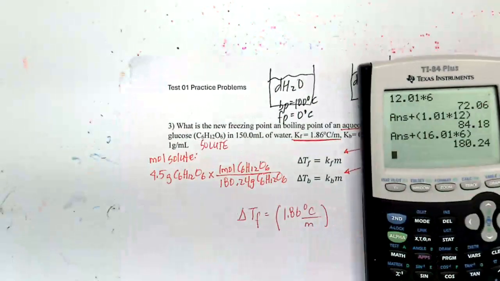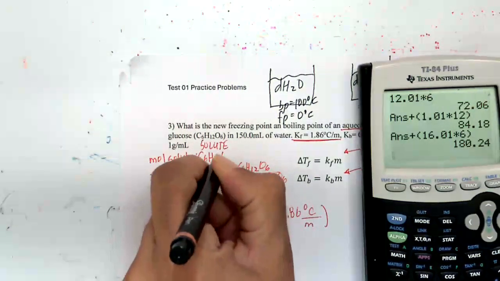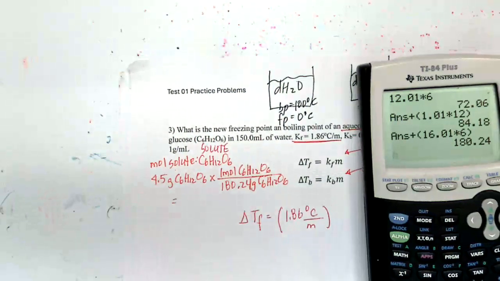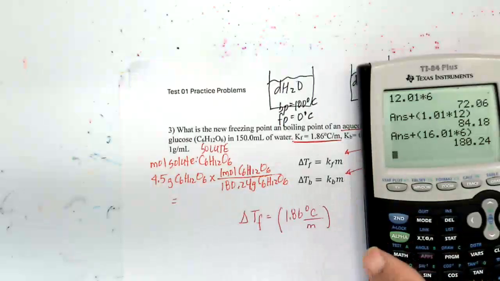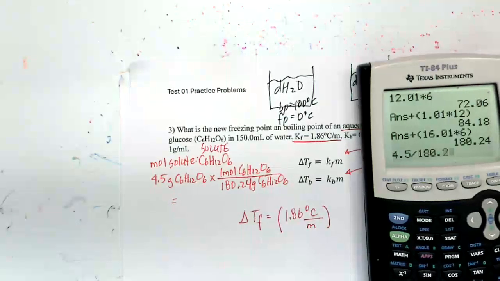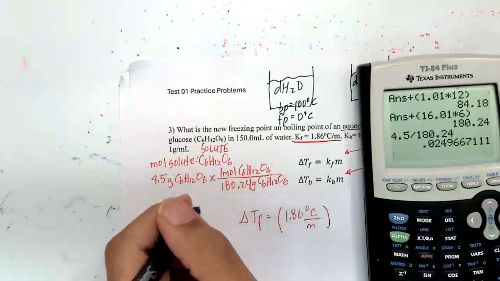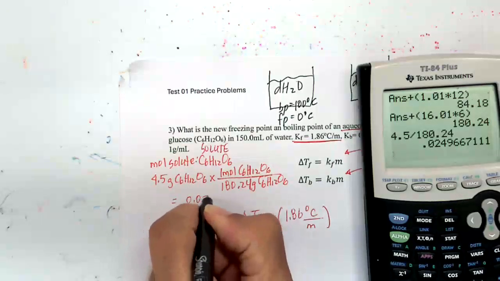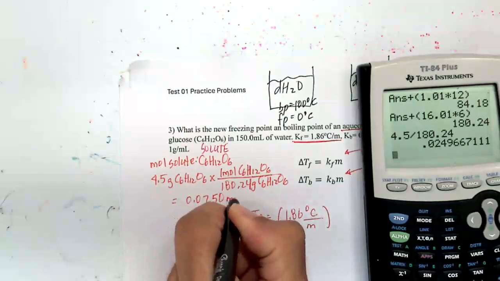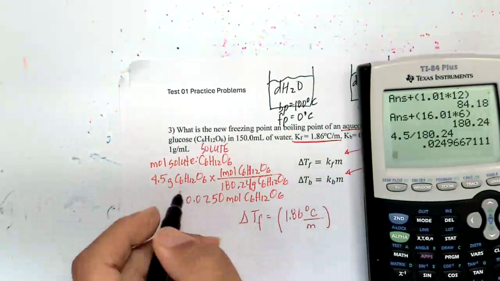So what is this on our calculator for our moles of solute, which is glucose? That's 4.5 divided by 180.24. 0.0250, I'll go with 0.0250 moles of C6H12O6. Okay.